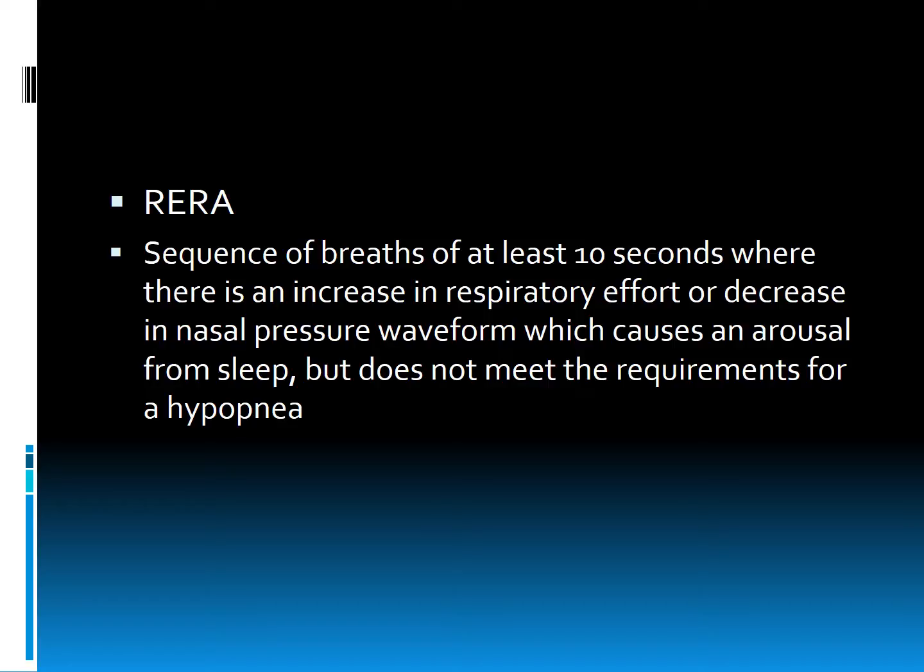Then the difference between both of those and the RERA is there is always an arousal. It lasts 10 seconds. It could be an increase in the respiratory effort, so their airflow might stay the same, but their respiratory belts might increase, or it could be the opposite. The respiratory belts stay the same, but there is a decrease in the airflow channel. Either way, at the end of it, the patient wakes up briefly, which causes their sleep disruption. Let's go on to our next slide.